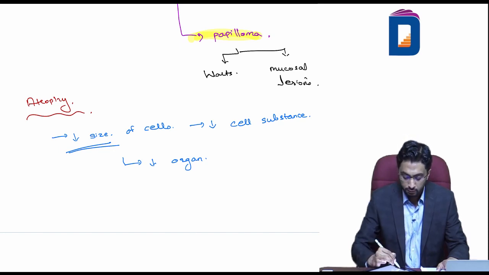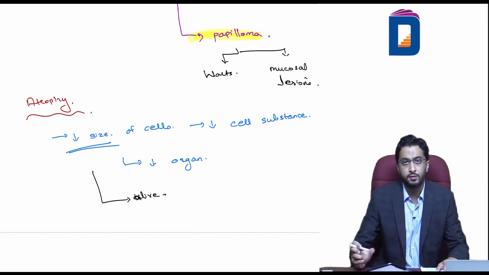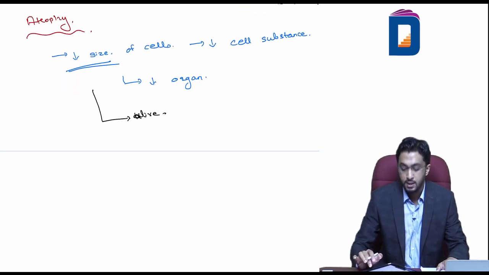But what differentiates this from apoptosis is that here the cell is still alive. There is no death. In apoptosis, cell size decreases and the cell is going to die or has died. Here the cell remains alive.